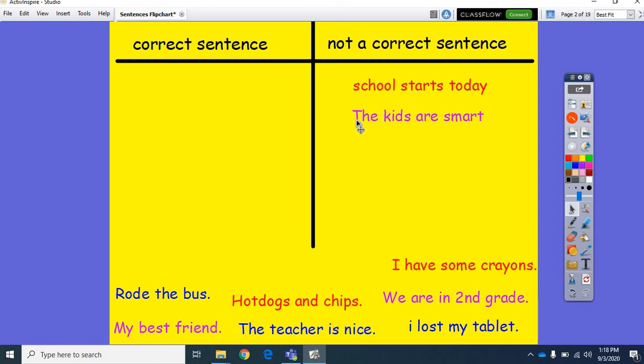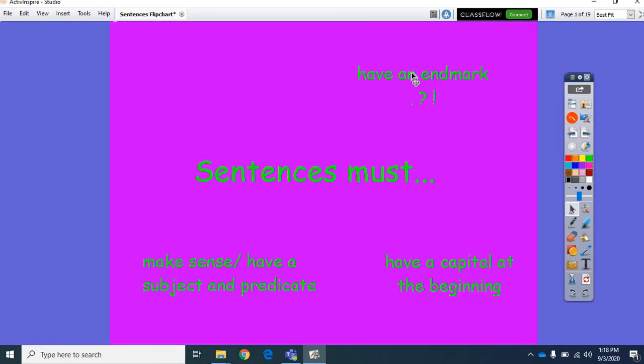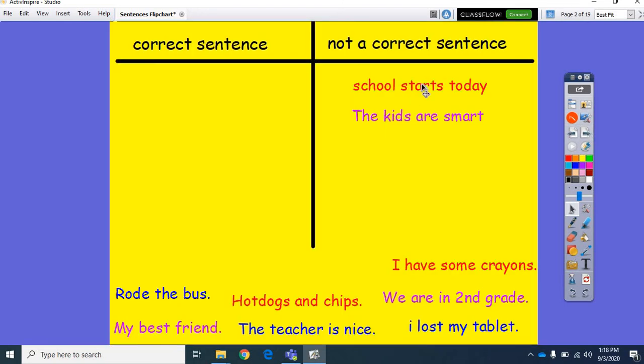Awesome. It does have the capital, which is great, and it makes sense. The kids are smart. Just like you guys, you're smart. But it didn't have an end mark. So we can't call it a correct sentence if it doesn't have all three of those things. Remember from the first. Has to have an end mark, has to make sense, and it has to have a capital at the beginning. If it doesn't, we can't put it in the correct.